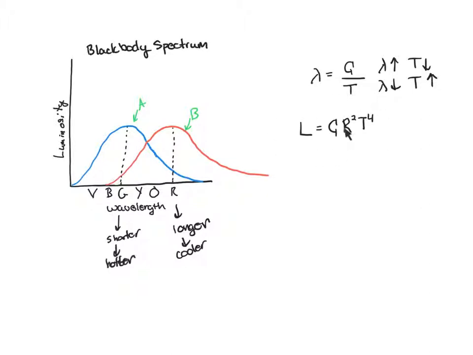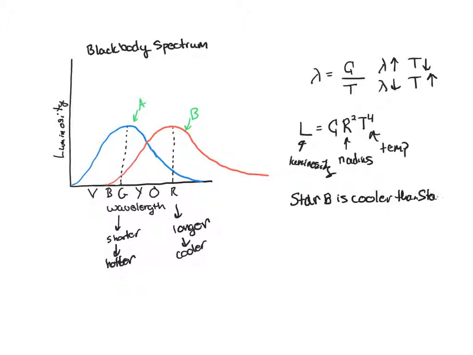Luminosity, radius, and temperature are all interrelated. So we've already established that star B is cooler than star A by using those peak wavelengths. And we've noticed by looking at the y-axis over here that the luminosities are the same.